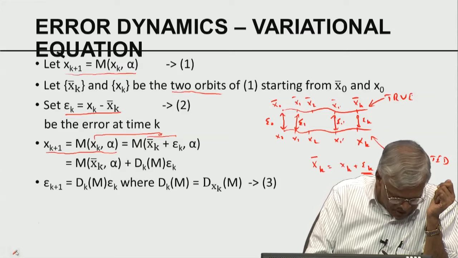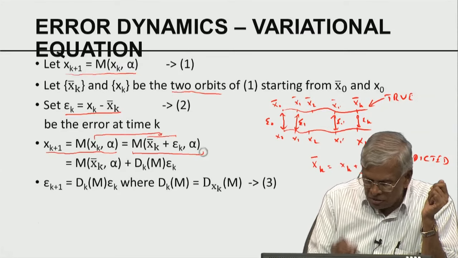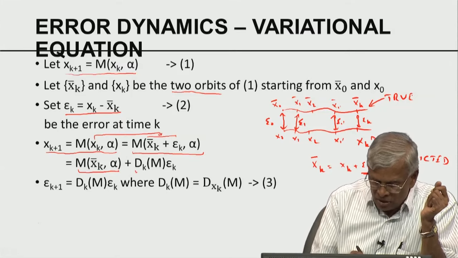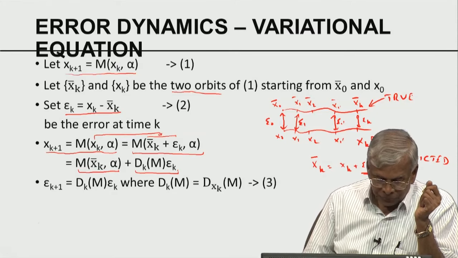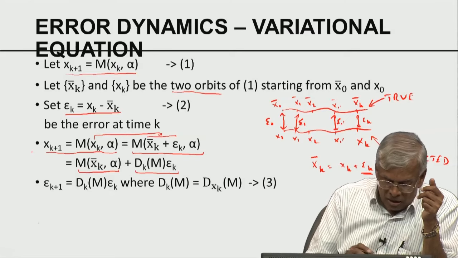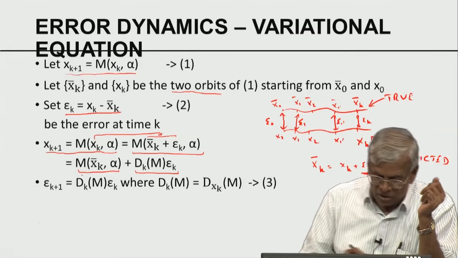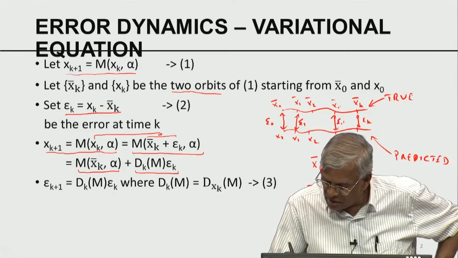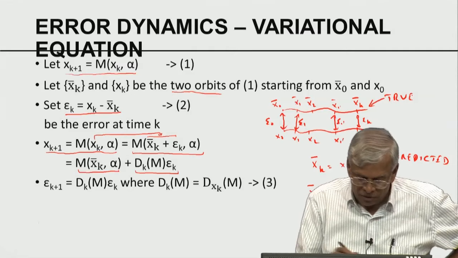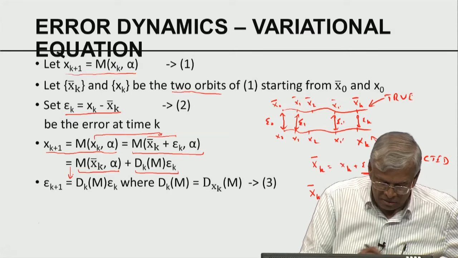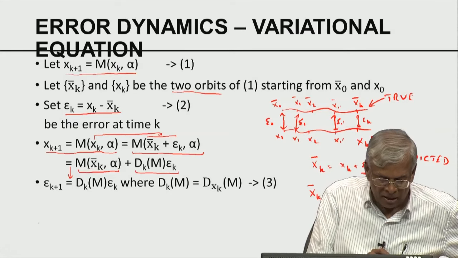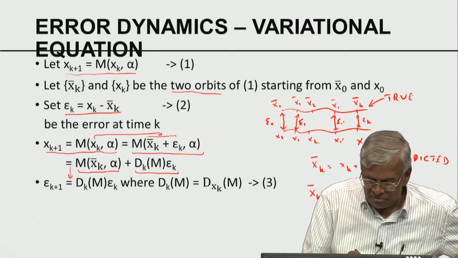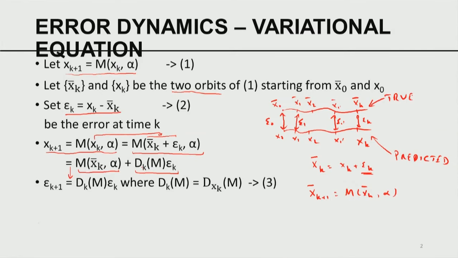So if I now express this map in the form of a Taylor series, it can be seen. This is the base value. This is the perturbation. Please also remember x k plus 1 bar is equal to m of x k bar plus alpha. Therefore this equation becomes this, because this is equal to x k plus 1 bar. x k plus 1 minus x k plus 1 bar is epsilon k. The right hand side becomes the Jacobian of m at time k, that is, evaluated at x k, times epsilon k.